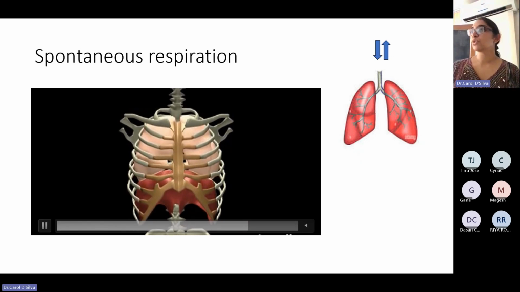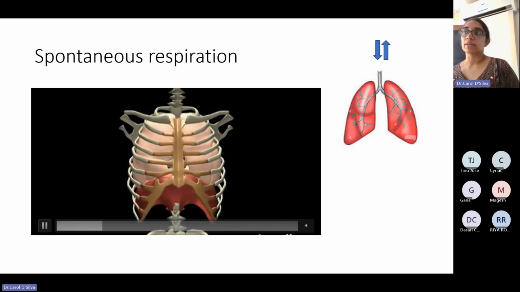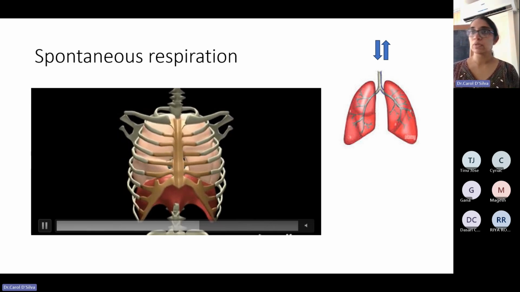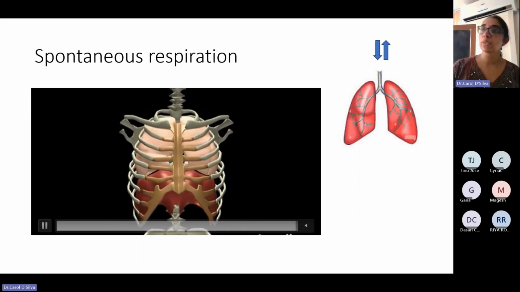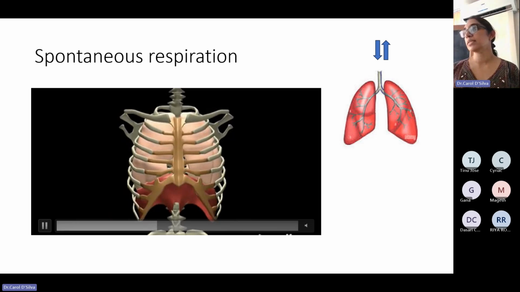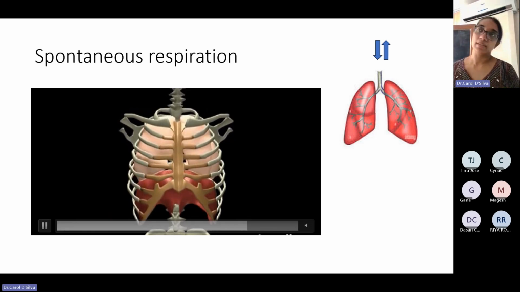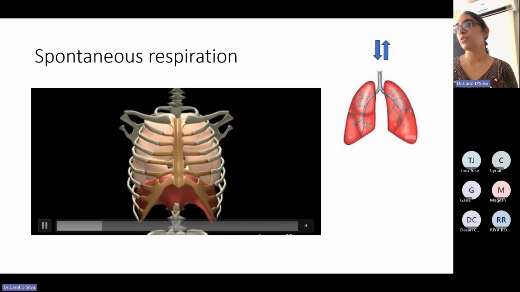The first concept you should remember is inspiration is an active process. Muscles are contracting, whereas expiration is passive. This is a very important concept because you can somehow push air down someone's lungs, but if it has to come out, that totally depends on the elastic recoil. It depends on compliance and resistance of the patient's lungs, which is why in a COPD patient, we are always more concerned with expiratory flow limitation.